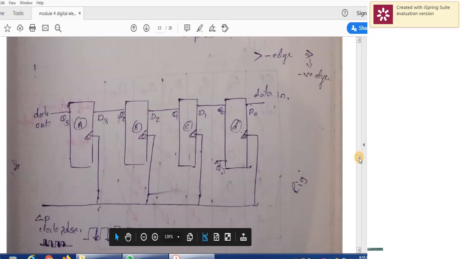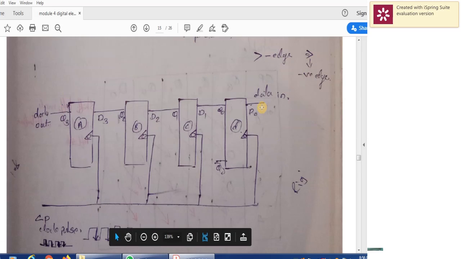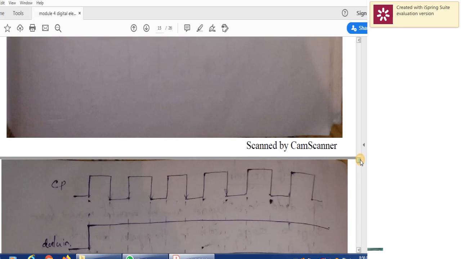For this one, the clock pulse is connected to all the flip-flops. So what will happen? It won't transfer immediately. For each clock pulse, if I give the first clock pulse, this data will transfer from here. Next clock pulse, the data will transfer here. The third clock pulse, it will transfer here. Then the fourth clock pulse, it will be transferred. So depending upon the clock pulse, the data will be moved serially, and we also take the data out serially. So it is called serial in, serial out.